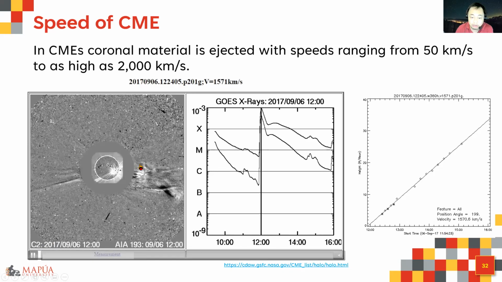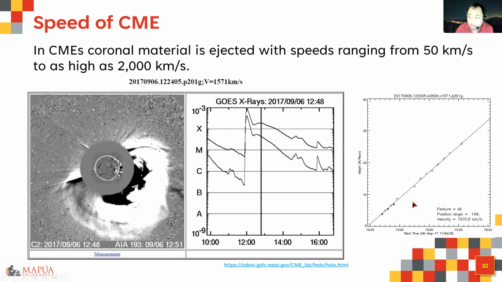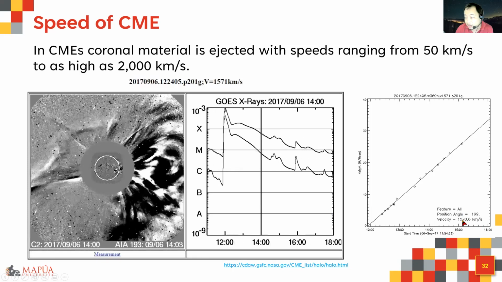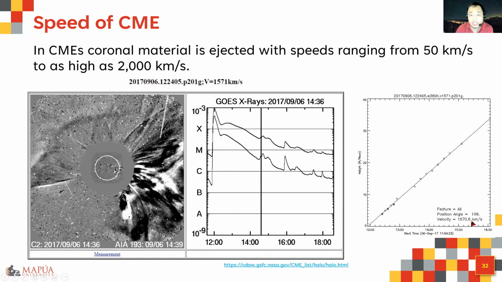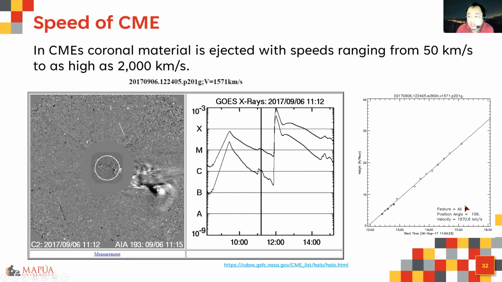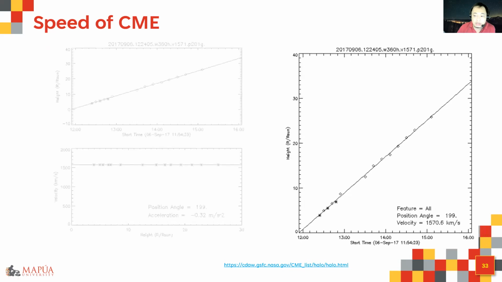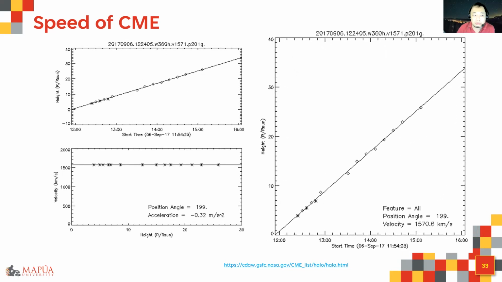So this particular coronal mass ejection is, on average, 1,570 kilometers per second, which is a very, very fast coronal mass ejection. You notice here, based on the graph, that the material moved at fairly constant velocity, at constant speed of 1,571. Therefore the acceleration is almost zero. It's very minimal.